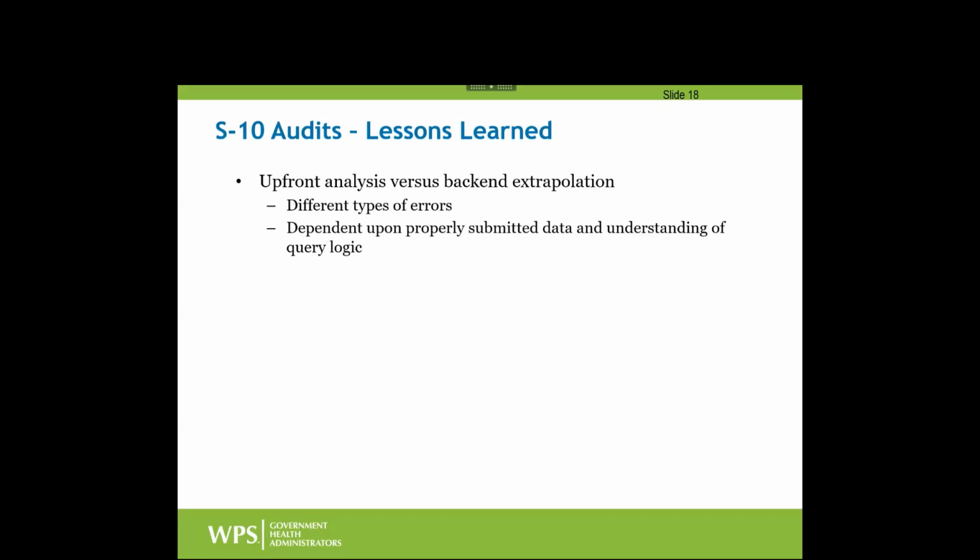I mentioned this earlier, the upfront analysis versus the back-end extrapolation. In a perfect world, we'd be able to identify all of those obvious errors up front. And by obvious errors, I'm talking about things that are obviously not written off in this year. We can find that easily. Things that maybe had a transaction code that's not even charity care. Maybe you put a bad debt on the charity care listing or vice versa, or maybe you put a courtesy discount on there. Those can be carved out quickly.